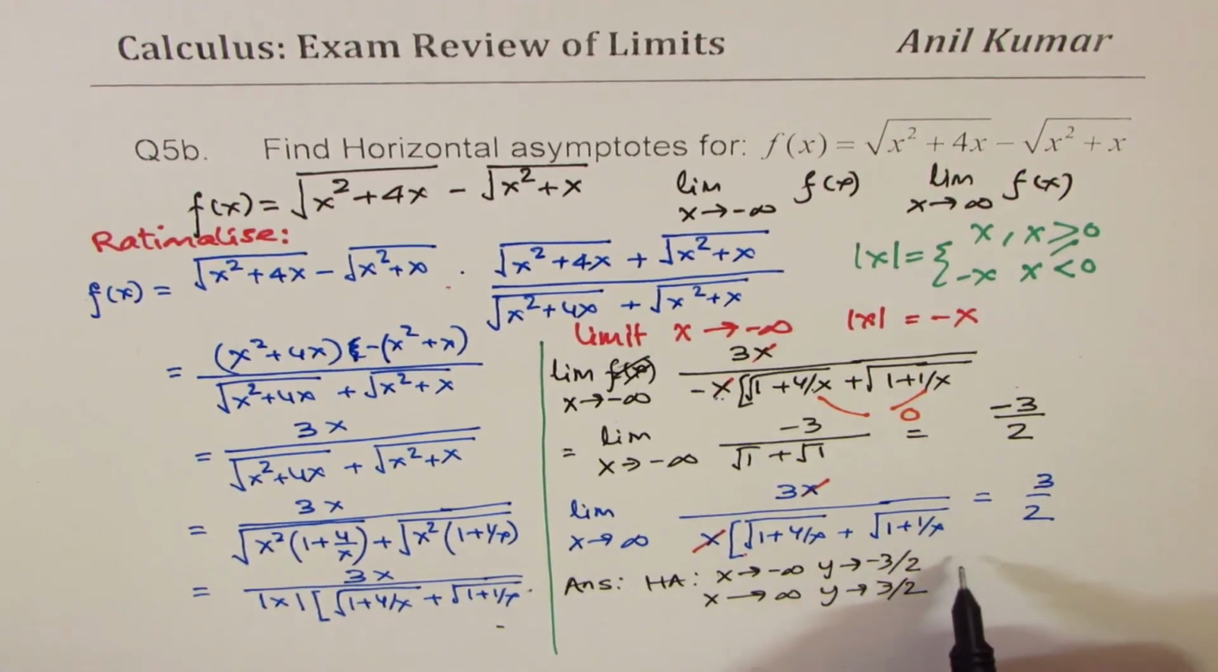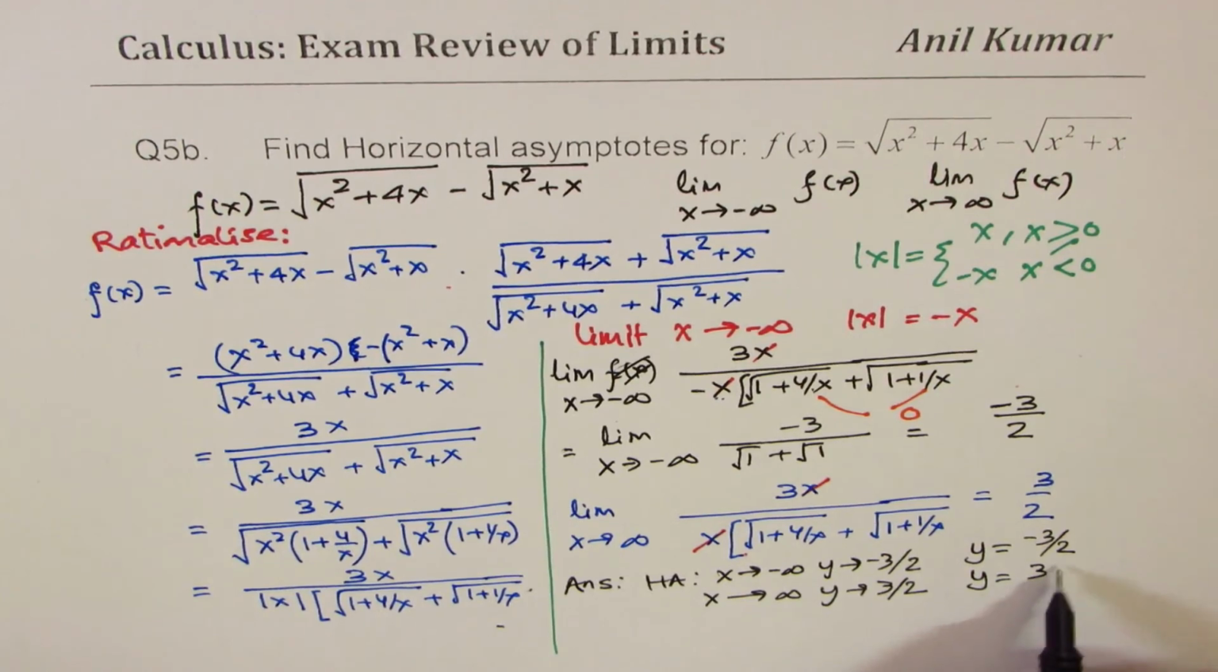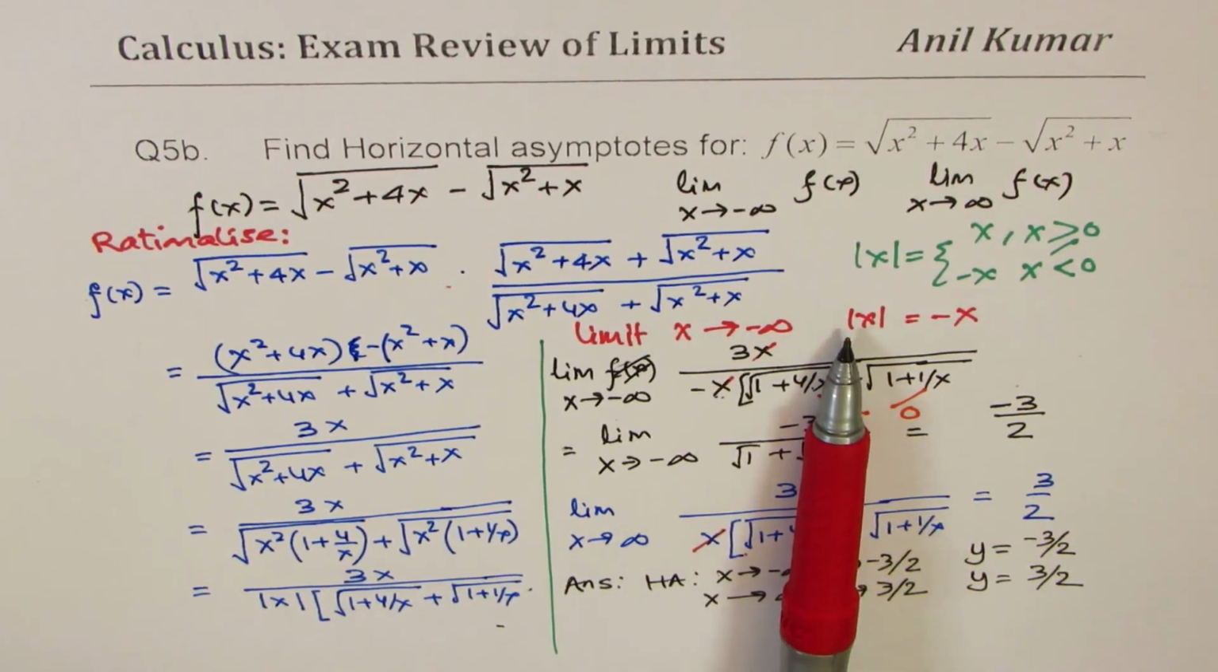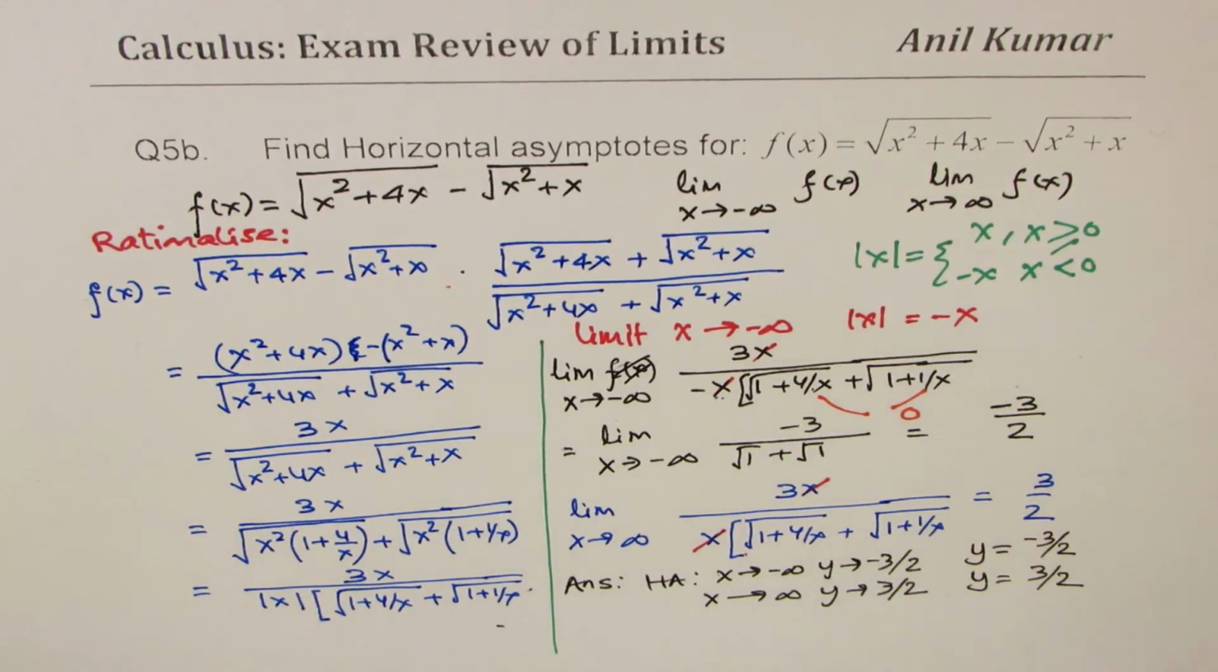Is it okay? So the equations are y equals minus 3 over 2 and y equals plus 3 by 2. Is that clear? So we have two horizontal asymptotes in this example. Now I have purposely taken two examples so that you understand what the square root of x squared is. It is absolute x, and its value could be negative or positive x, which results in these two horizontal asymptotes.